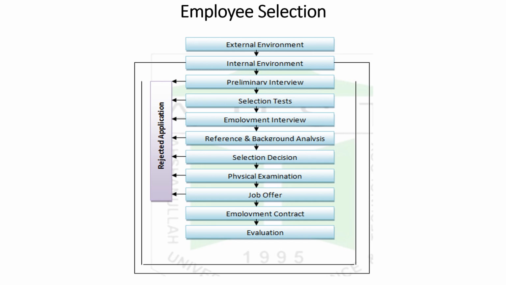Okay. So now next is selection decision. Now on the basis of this reference and background check, the selection decision will be done. After this selection decision, again some people will go for the next process and some will go to the rejected applicants. Now next step is physical examination, or you can say medical examination. Now what is the reason behind this medical examination? Many of us think that medical examination is only done for fitness purpose, but no, there are many more reasons for the physical examination.